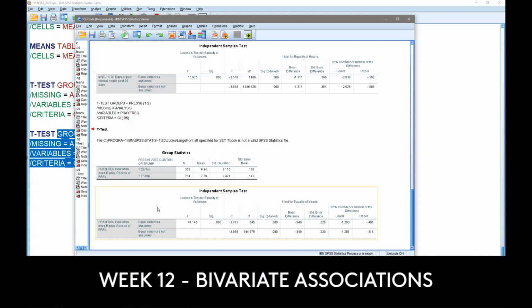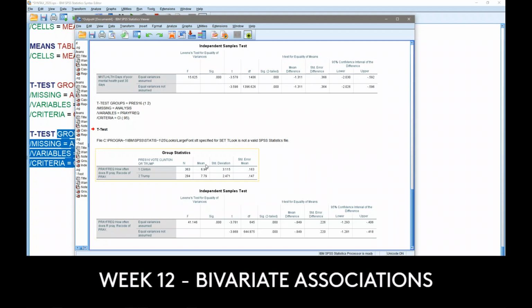Let's run this. So we are looking at how often respondents pray, and it's looking at frequency, and it goes from never to several times a year, several times a month, once a week, all the way up to level 8 or 9.